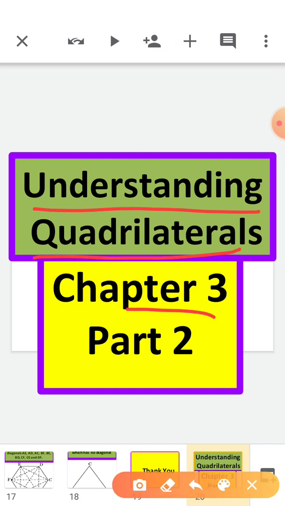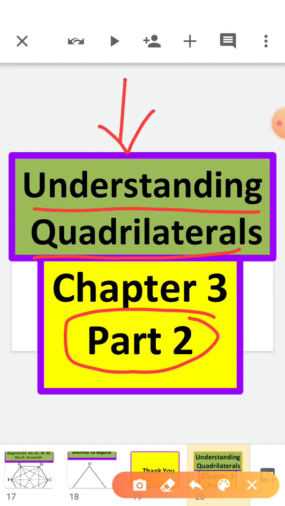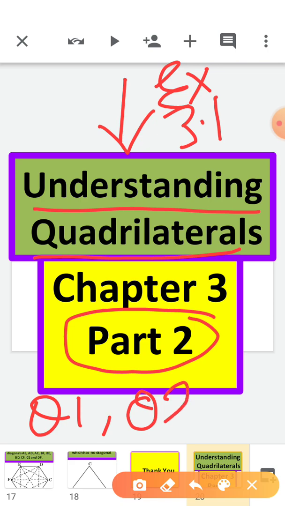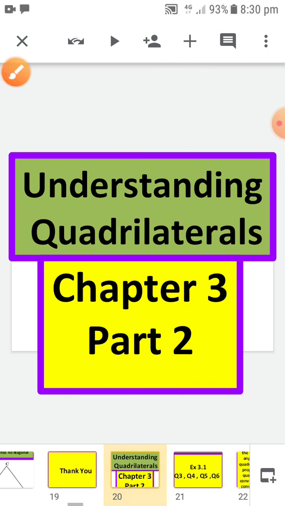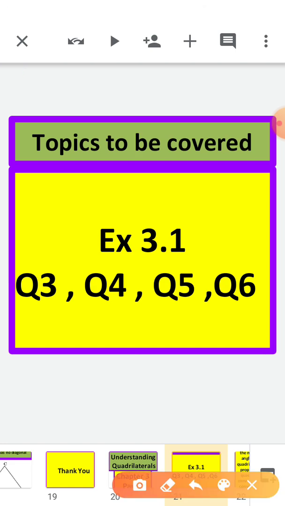So this is part 2 from the same chapter, understanding quadrilaterals. In the previous video we discussed the introduction of the chapter and started exercise 3.1. In that we discussed question number 1 and question number 2. So today we will move forward in the same chapter with the same exercise 3.1. Today we are going to discuss question number 3, 4, 5 and 6 from this exercise.